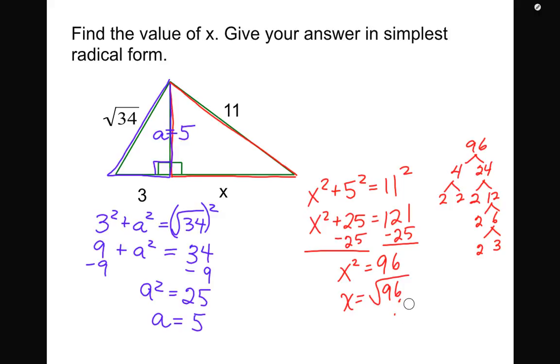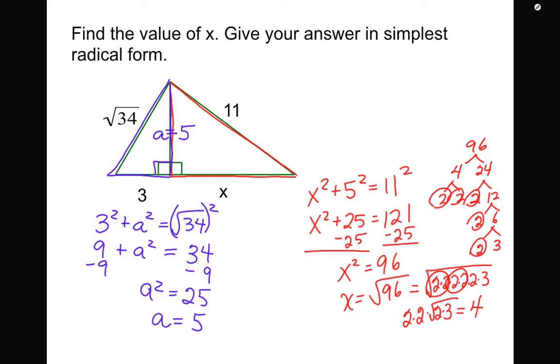Okay, let me organize this a little bit. 1, 2, 3, 4, 5 2s. And a 3. So pairs, another pair. The 2 and the 3 don't simplify because there's no pairing. So I'm coming up with 4 times the square root of 6 for the value of x. Take some time to look through that and think through it again before you move on.